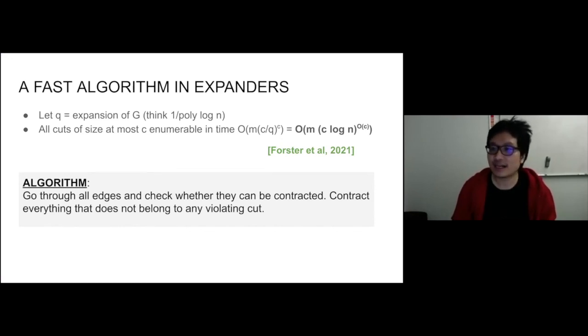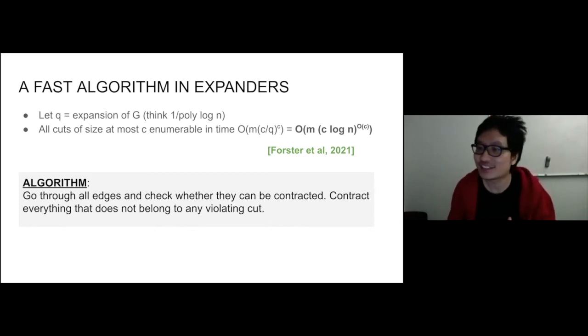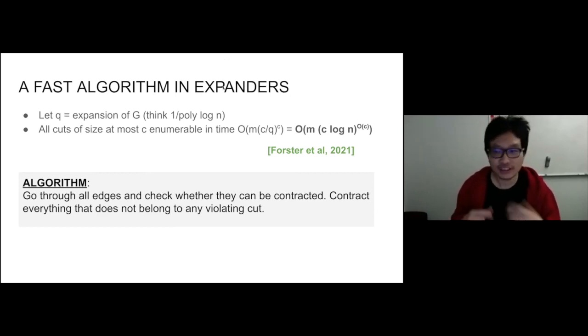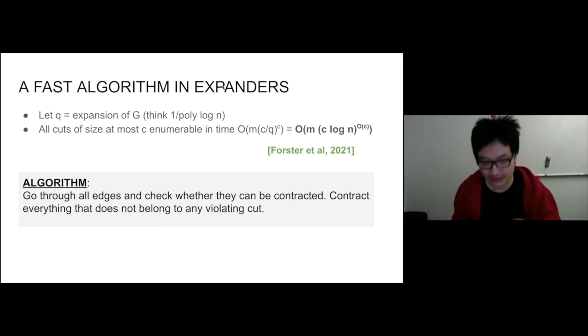Basically, there is a recent trick that was used by Foster et al. If we have a graph G whose expansion is at least 1 over polylog, then you can enumerate the cuts in this graph very quickly. You can enumerate all the cuts of size at most C in time m times polylog. I'm not going into the detail of how this is done, but the only message that you need is that if the graph is an expander, if it has 1 over polylog expansion, then we are done.